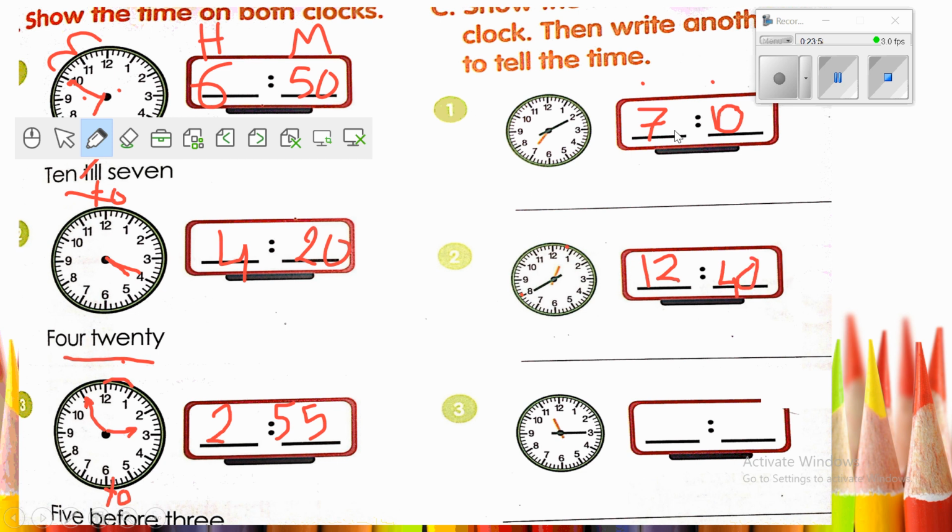Here I write it in the same way. Choose any way you want. So here it is 7:10. And here it is 12:40.